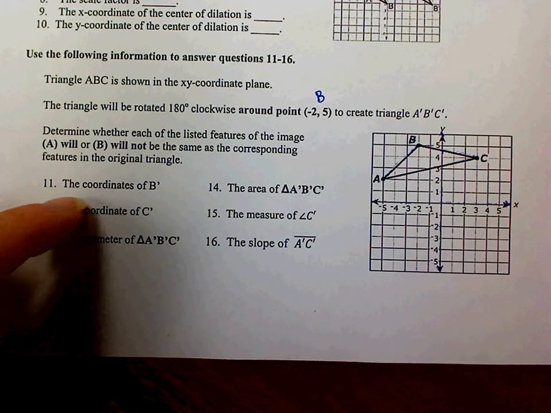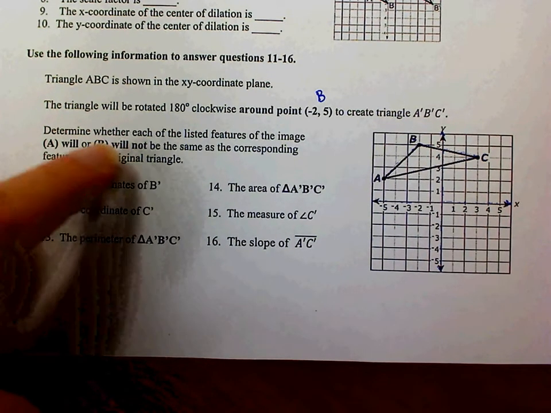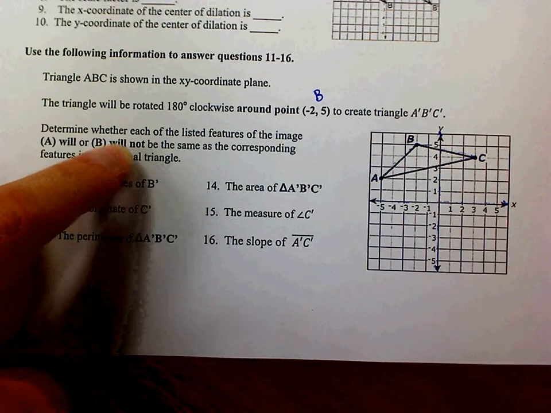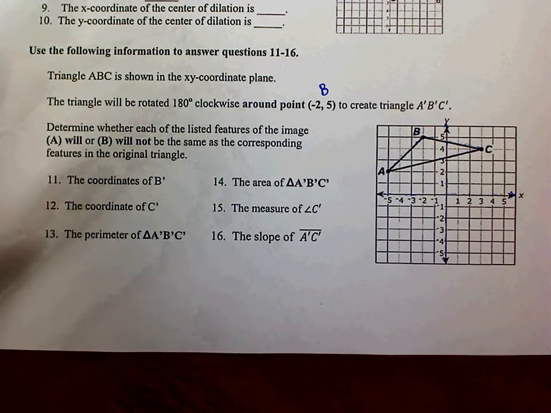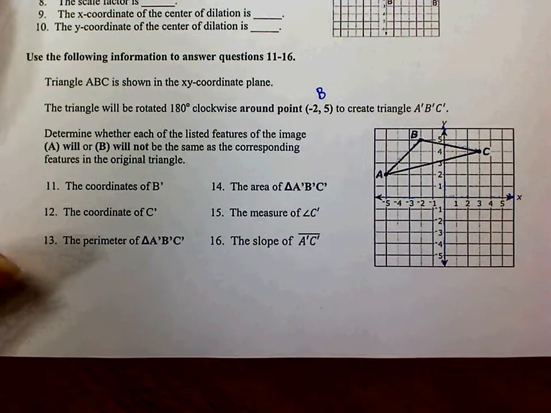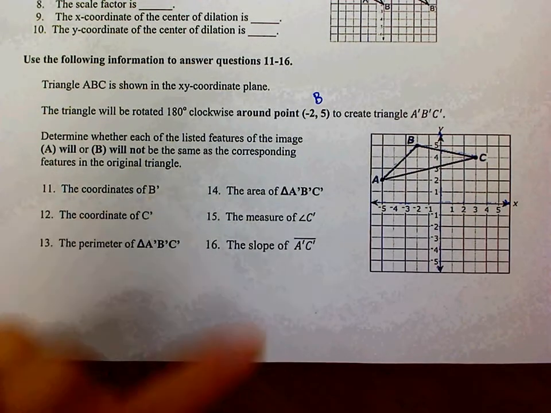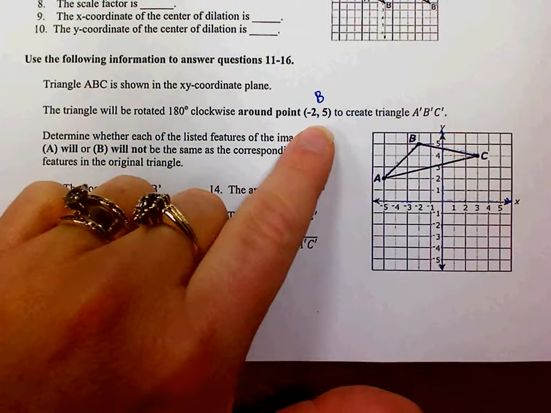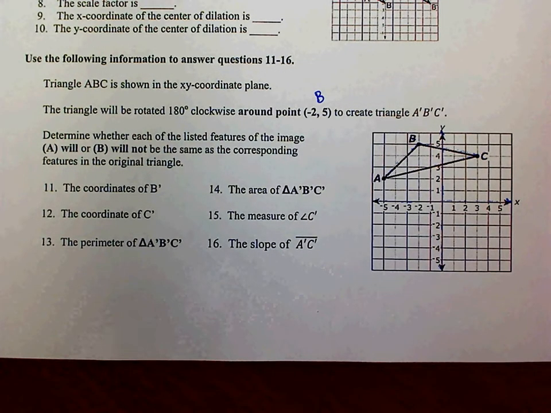So in other words, will the coordinates of B prime be the same as B or not the same as B? Will the coordinates of C prime be the same or not the same as C? Okay, so you're just choosing A or B, will or will not. So first of all, let's talk about rotating 180 degrees around point B. Remember, if we're rotating around a point, that point is not changing.